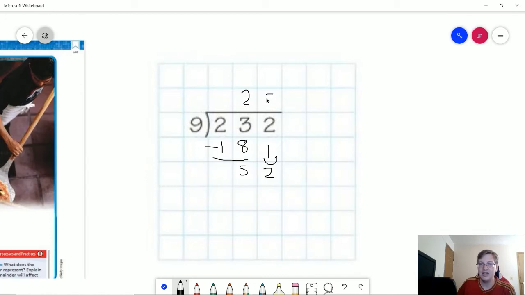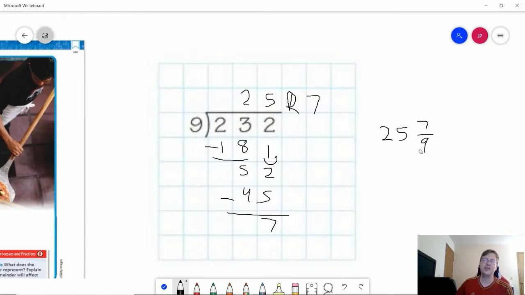I cannot do that. I can only do 5 times 9 to get to 45. That's going to leave me with a remainder of 7. And so we would write it this way in our long division problem. What we are saying, though, is that our answer is going to be 25 and 7 remaining parts out of 9. And so we could re-represent that as being a fraction.